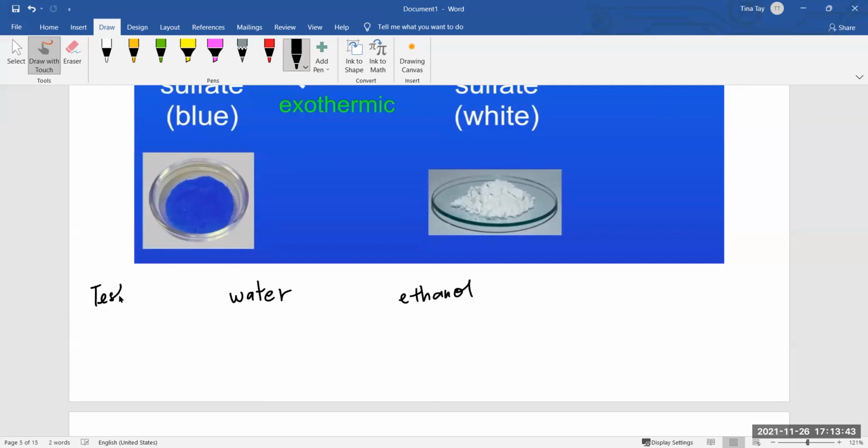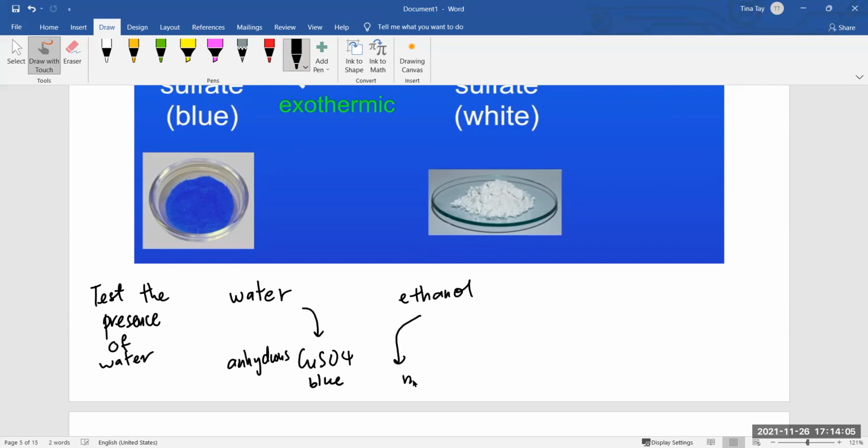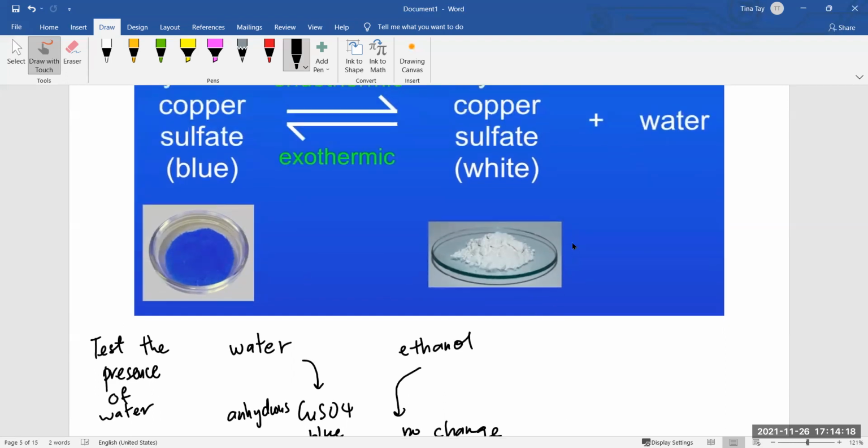So if I want to test the presence of water, I want to know if water is there or not, I add it to the anhydrous copper 2 sulfate. I add water, it will turn blue. I add ethanol, there will be no change. That's how I know whether it's the presence of water, whether it is water or it's not water. Can you understand? So you just add it to the copper 2 sulfate.